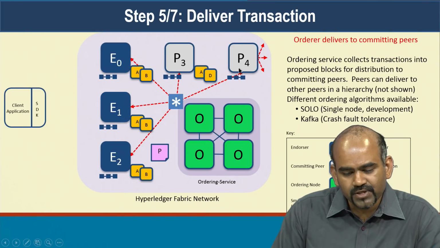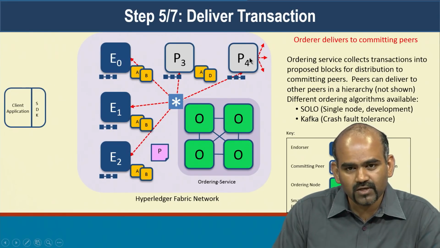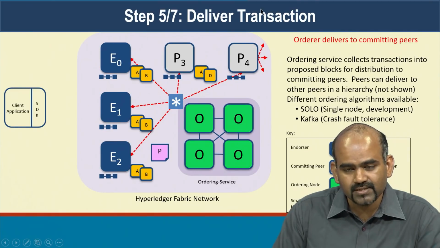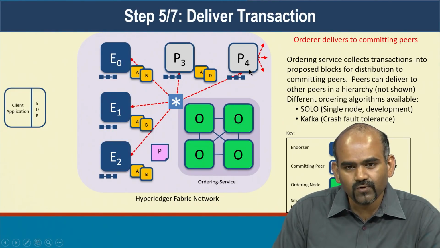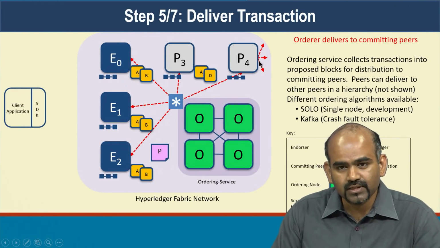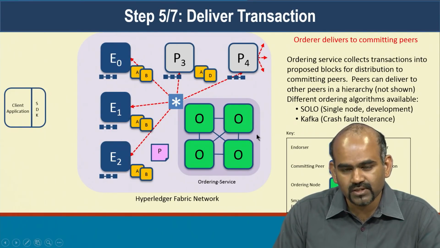It's possible that these peers themselves are architected in a way that there is a hierarchy. So maybe P4 is part of one organization which has other peers that it also has as committing peers. This P4 can then communicate to other peers in its network, whereas only P4 communicates with the orderer, right? So it's possible that one peer in the organization takes responsibility for communicating with the ordering service, but internally all the other peers can then get a copy of the block.